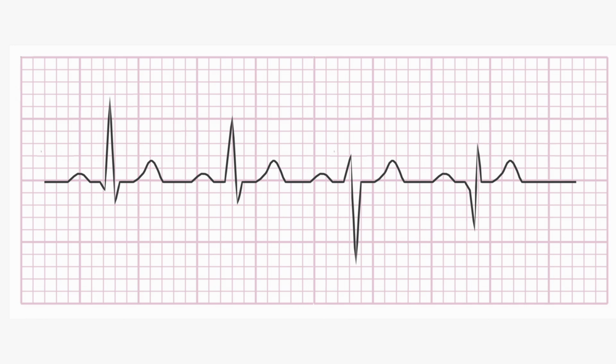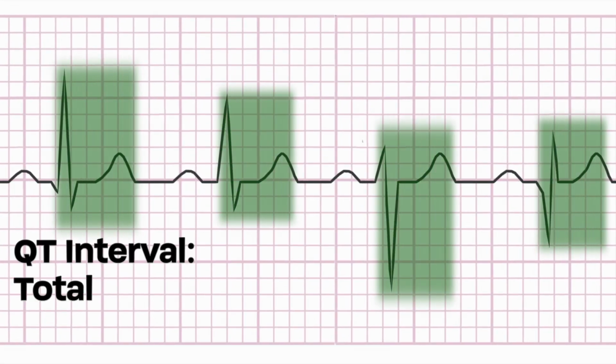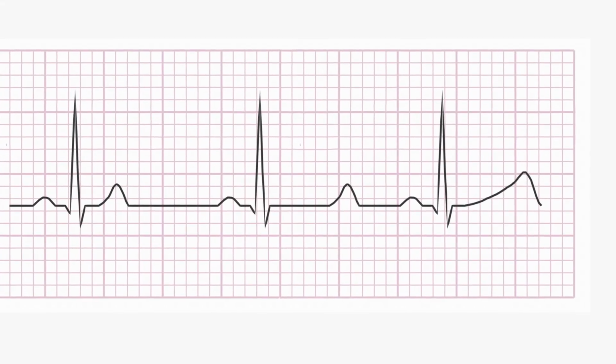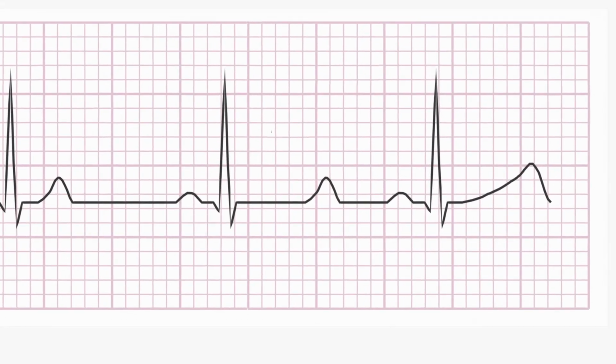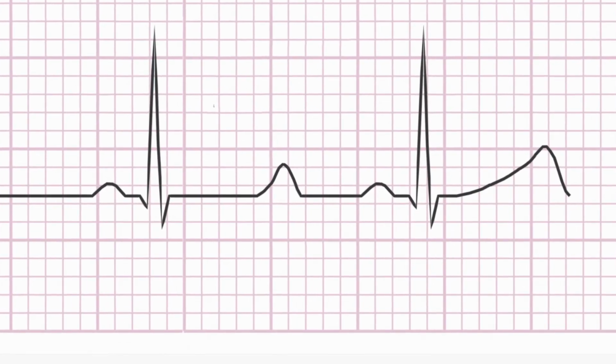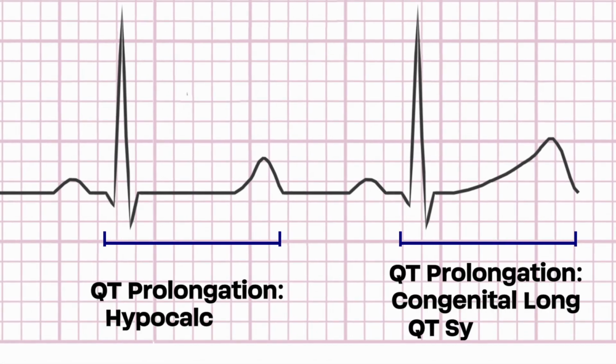On the back end, the first thing we're going to look at is the QT interval. This is the time from the first deflection of the QRS complex, whether it's a Q wave or an R wave, to the end of the T wave, and this gives us an idea of the entire ventricular cycle time from start to finish. The QT interval can be affected by a number of electrolyte abnormalities, some congenital issues, and a wide slew of medications, including some that we give. Patients with prolonged QT intervals are at risk for some specific fatal arrhythmias.